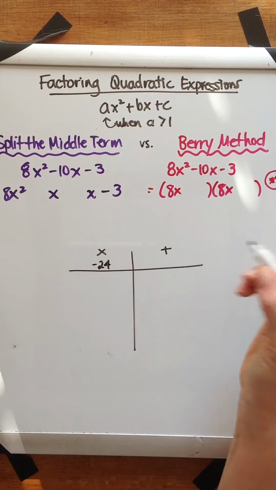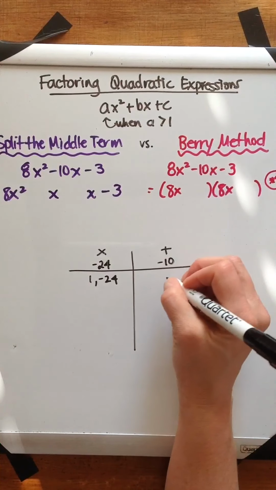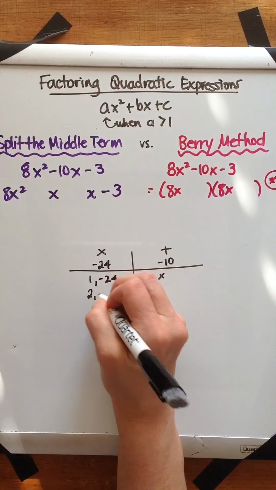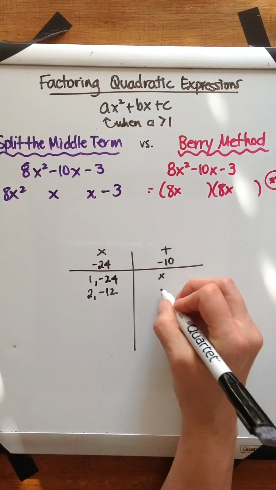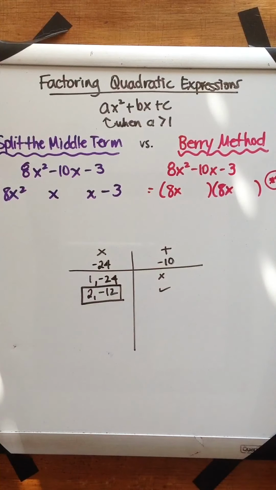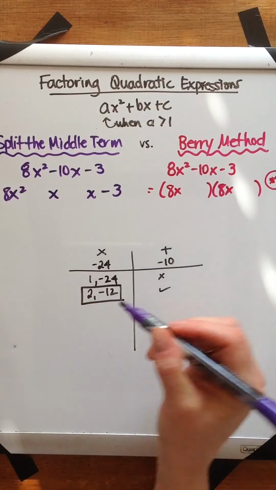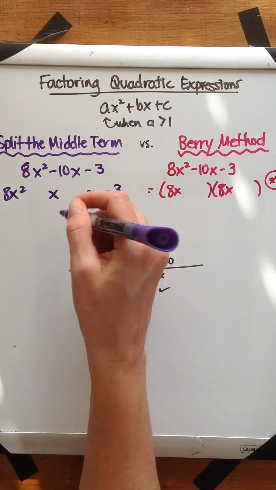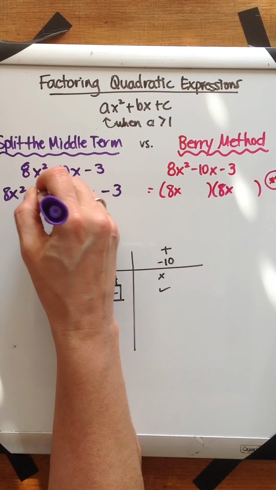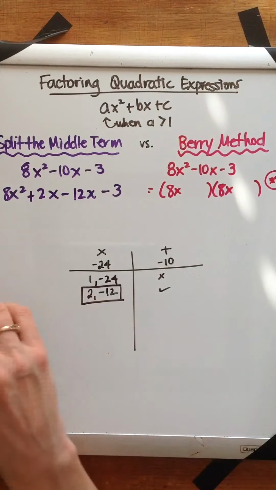So I could start with 1 and negative 24, but they won't add together to give negative 10. I could then try 2 and negative 12. Those will add to give negative 10. So my next step then is to put 2 and negative 12 into this step. Doesn't matter what order, I'll just put them in the way I discovered them. So plus 2x minus 12x goes here, and plus 2 and minus 12 goes here.